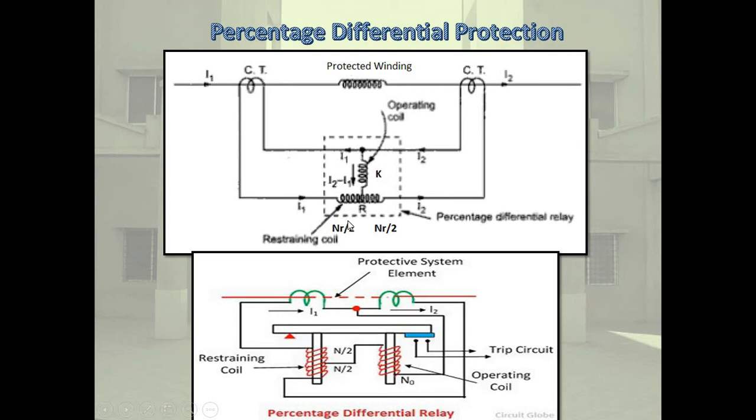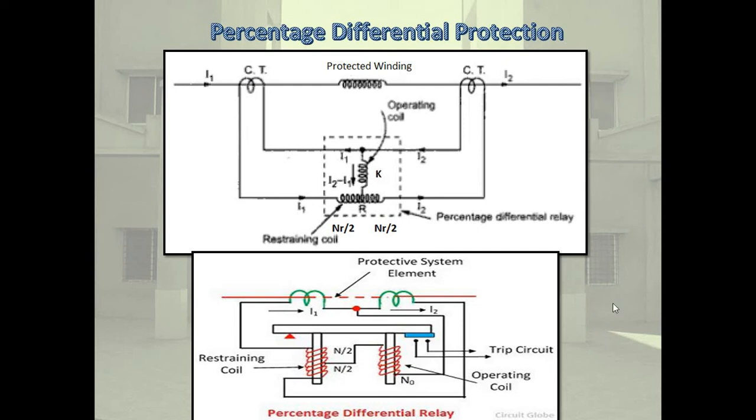So the total number of ampere turns of the restraining coil are I1 into N by 2 plus I2 into N by 2, where N is the total number of turns of the restraining coil. So the average restraining current through the N turns becomes (I1 + I2) by 2.